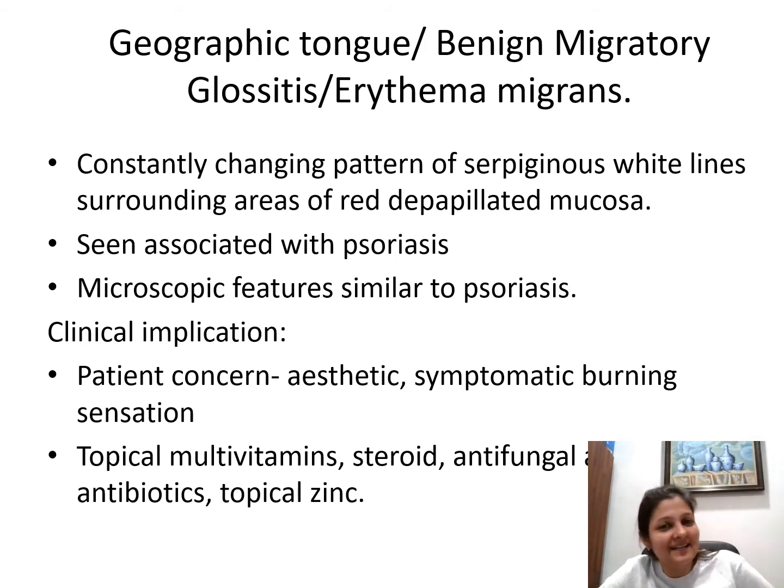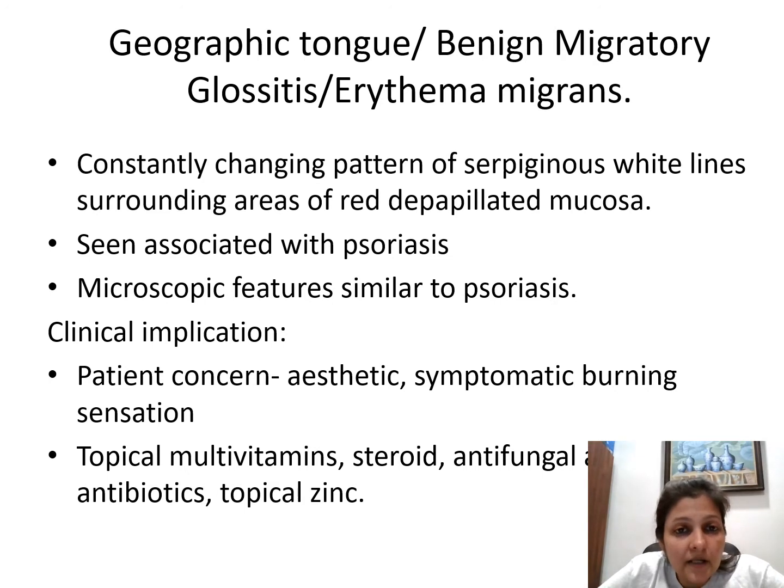Well, this is nothing but a constantly changing pattern of serpiginous white lines surrounding areas of red depapillated mucosa. Let me make it very simple. They're nothing but red depapillated areas on the tongue which have a smooth white border. I will show you in the upcoming slide. On occasions, this can be associated with psoriasis, and has microscopic features similar to psoriasis. Psoriasis is a skin disorder, again, not in the scope of this topic.